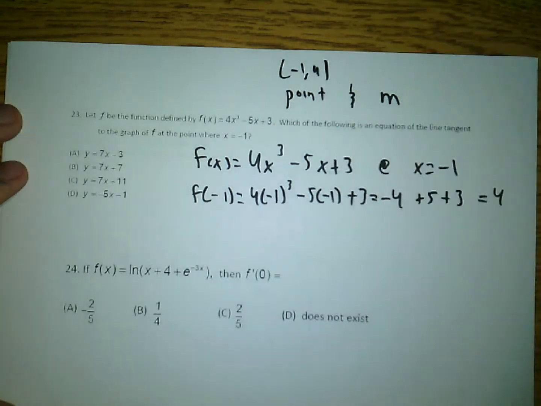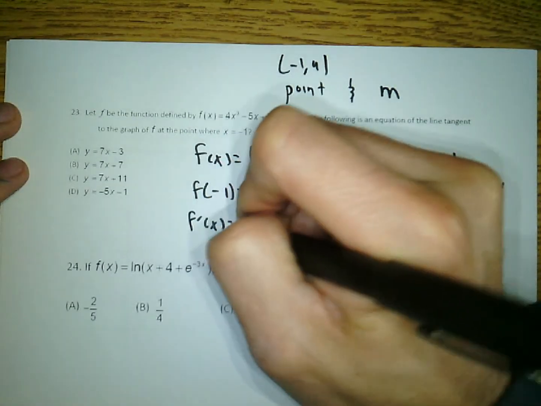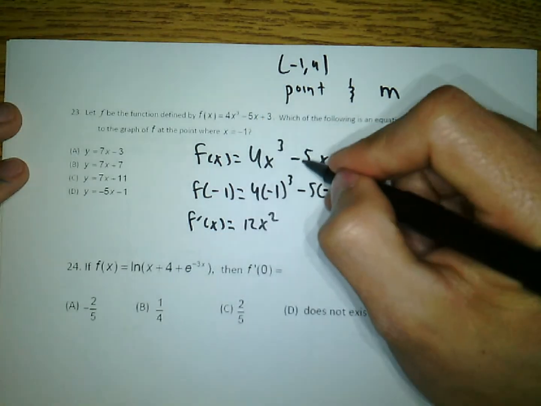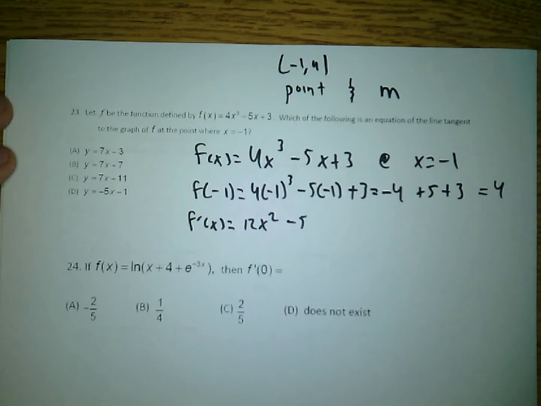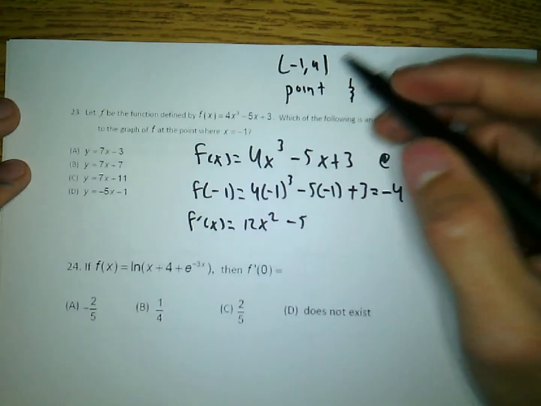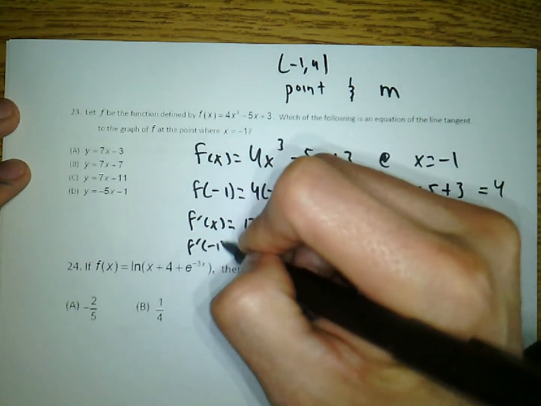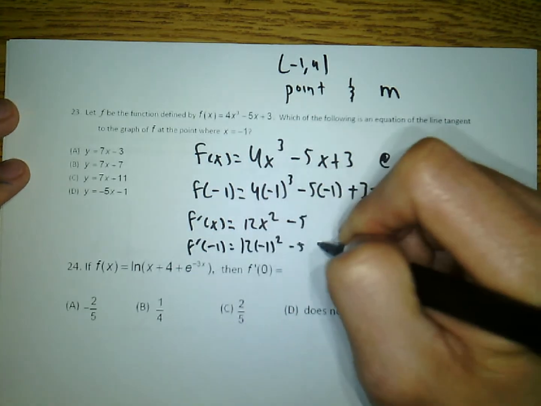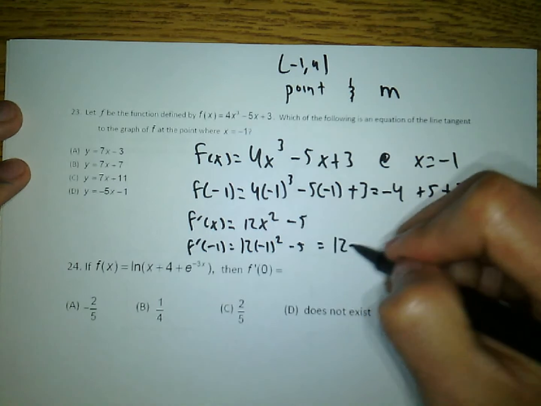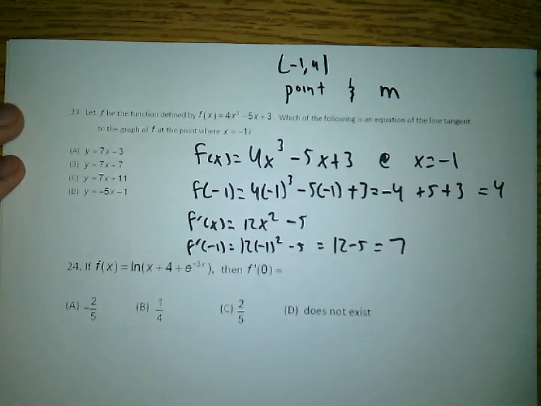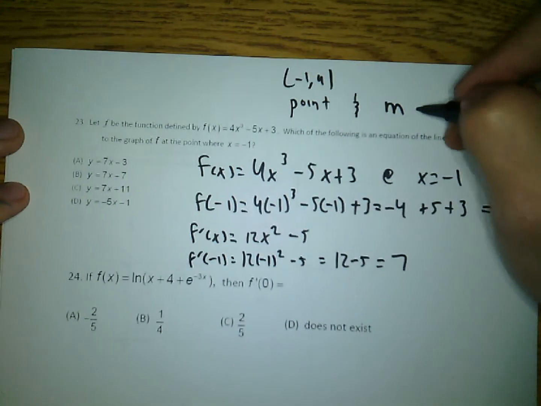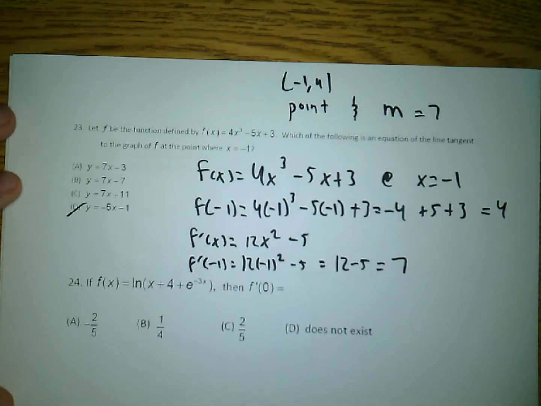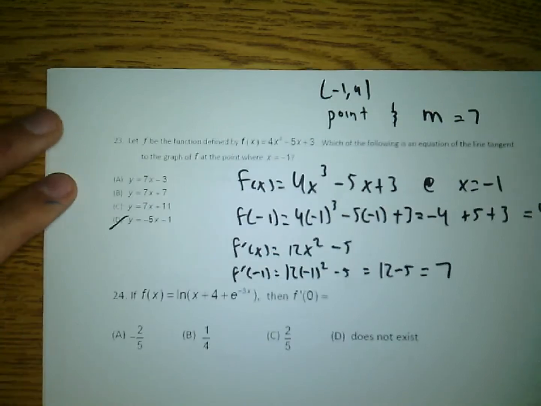Now we need a slope. Slope means derivative. So I'm going to take the derivative. This is going to be 4 times 3 is 12, x squared minus 5. Where do I want the slope? I want the slope at this point, so I'm going to plug in -1. So f prime of -1 is going to give me 12 times -1 squared minus 5. That's 12 minus 5, which gives me a 7. Which then, if the slope is 7, just by process of elimination, I can get rid of d. Okay? So now I'm going to use my point slope form.